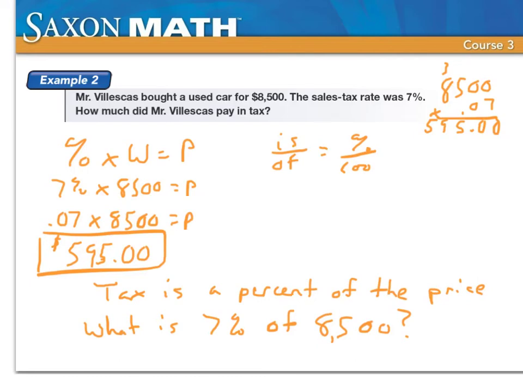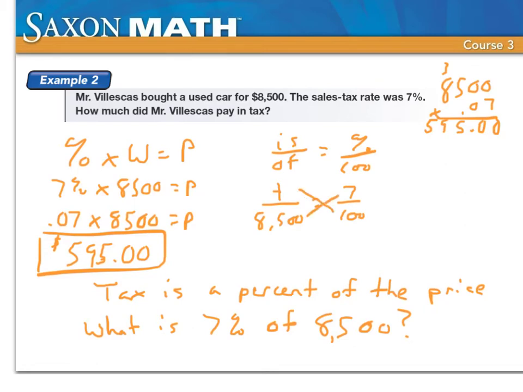Alright. Now again, another way is to use the is over of equals percent over 100. Well, this here, my sentence I wrote says what is, okay, remember the is the part. So tax is always the part. So I want to know what is the tax. It says of $8,500, so $8,500 is going to go in my of spot. And then it's percent over 100, so 7 over 100.